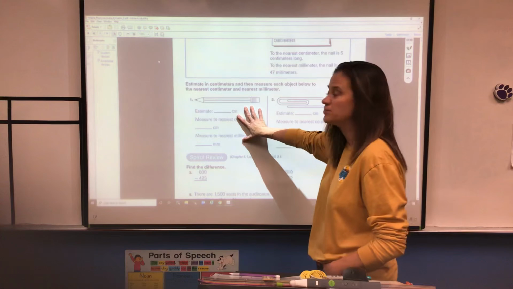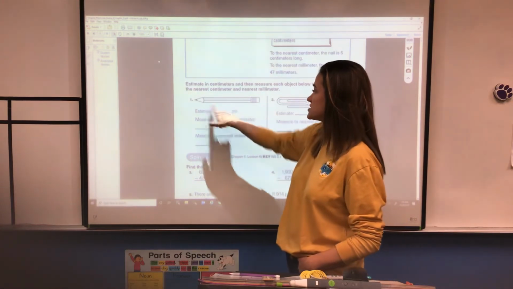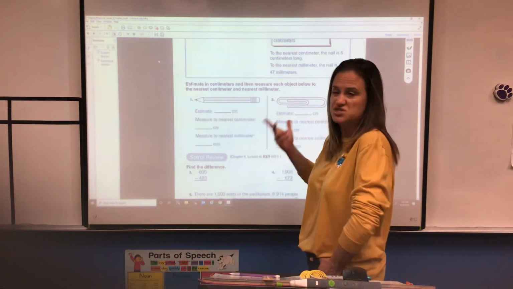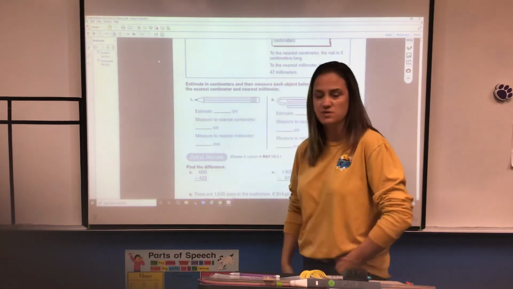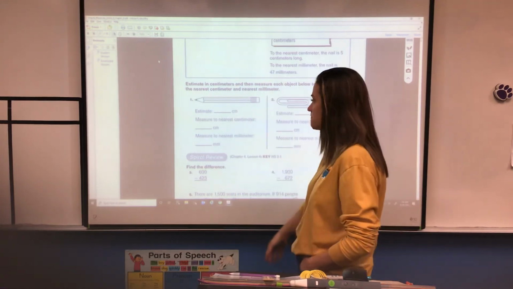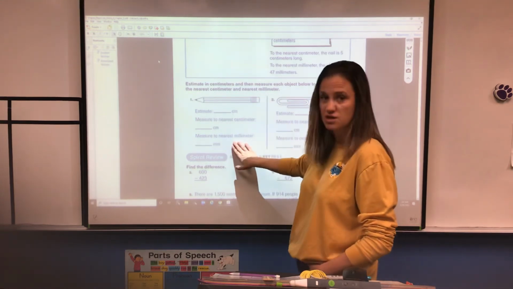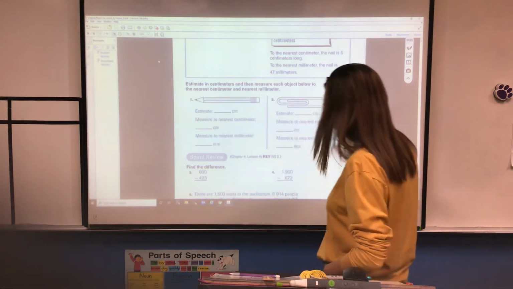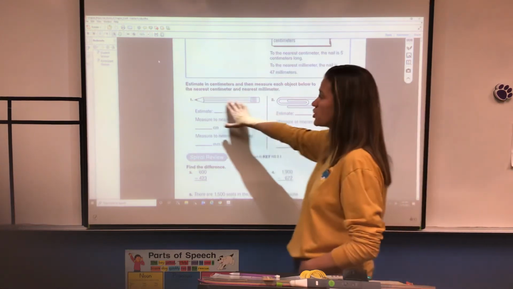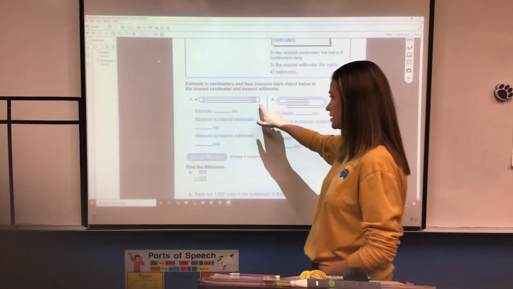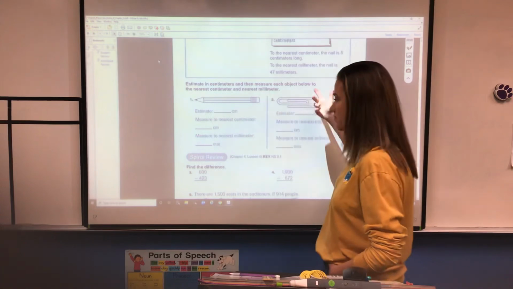So you're doing 3 things here. You're going to estimate how long in centimeters you think the pencil is. Just take a guess. I'm going to say maybe it's about 7 centimeters, and I'm not sure. And then it actually wants you to measure to the nearest centimeter, and it wants you to measure to nearest millimeter. Same thing with the paper clip. You don't need to go find a pencil. You don't need to go find a paper clip. They want you to actually measure the one that is on the paper.